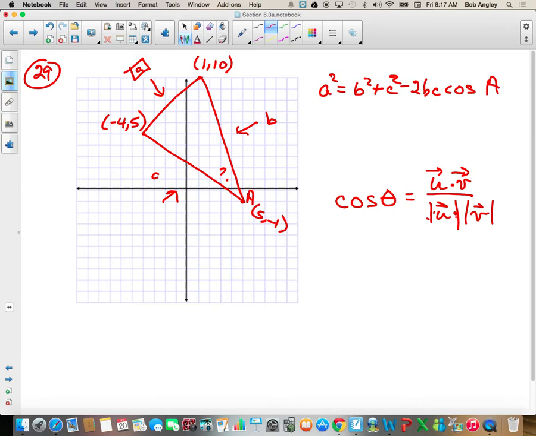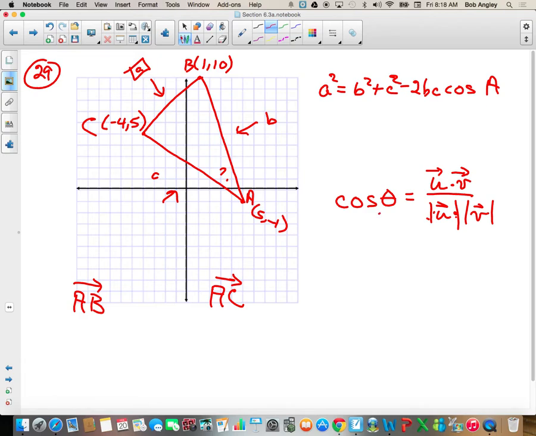But if I want to find angle A, what I need to do is I need to have a vector AB, and then I need to have a vector AC. And then I can use this rule to get the angle between the two vectors.